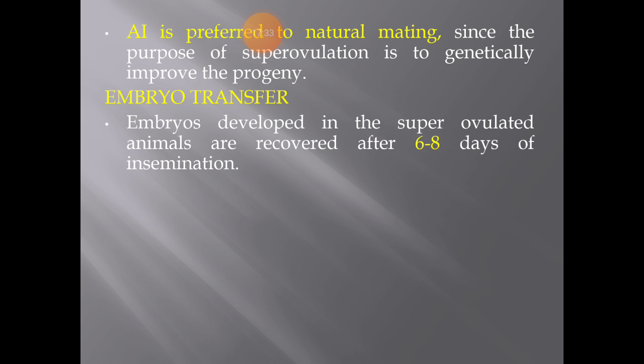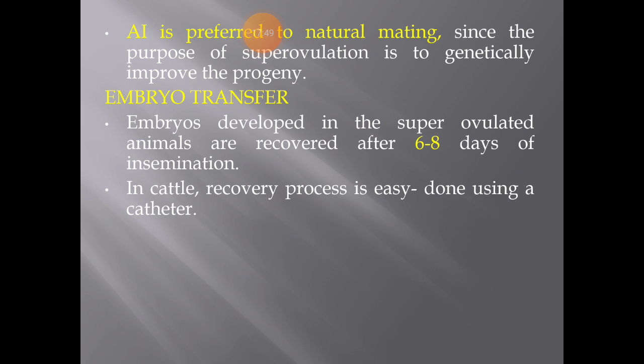What is embryo transfer? I have explained to you. Let me just brief you again. So the embryos will be developing in the superovulated cows. They are retrieved or recovered after 6 to 8 days of insemination. In cattle, the recovery process is easy. It is done using a catheter. Since the reproductive system is quite big, there is no need to follow any surgical procedure. You can just suck the embryos out with a catheter and then go for embryo transfer.